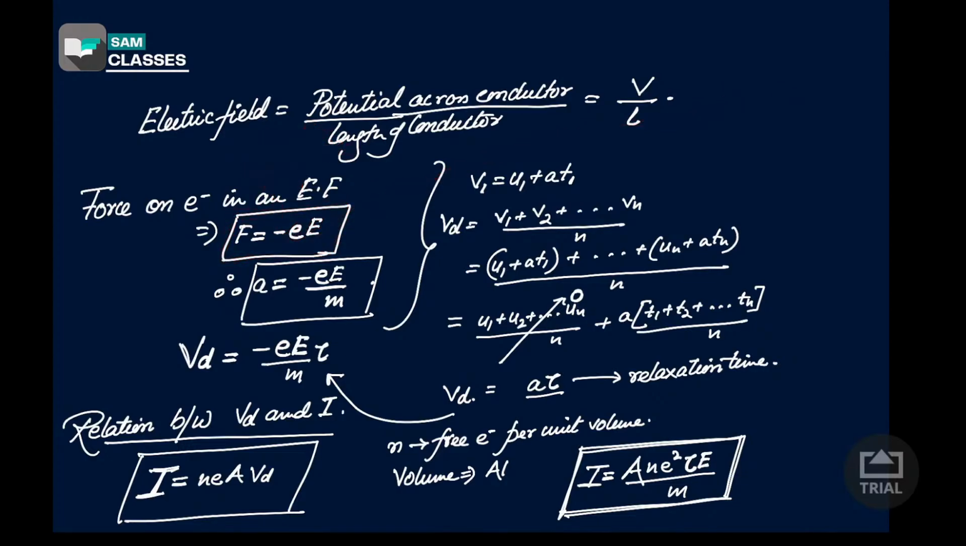Why a minus sign? Anybody can say? What is the electric field direction, student? Positive to negative. Yes, electric field direction is positive to negative. What is the force on the electron? Think about it.